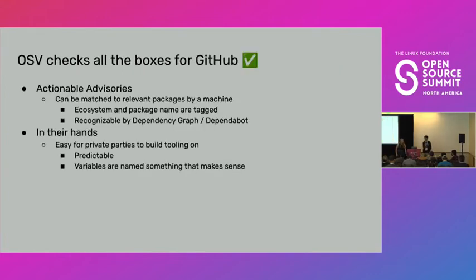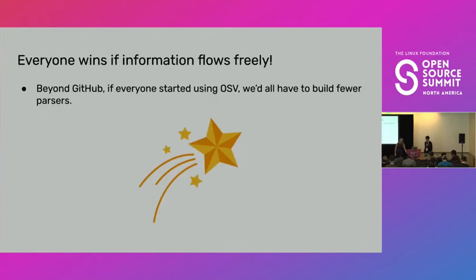So we talked about a lot of stuff. And ultimately, what we landed on was that OSV checked all of the boxes for GitHub. They use that same ecosystem and package name relationship that allows us to match up this advisory with whether you're dependent on it. It's also easy to build tooling on for the same reasons that I just said. And finally, last but not least, it sort of builds towards this bigger than GitHub universe, right?